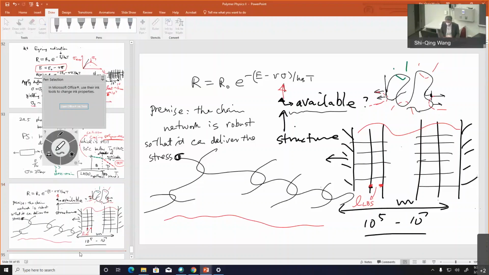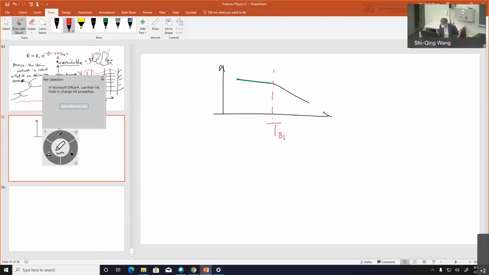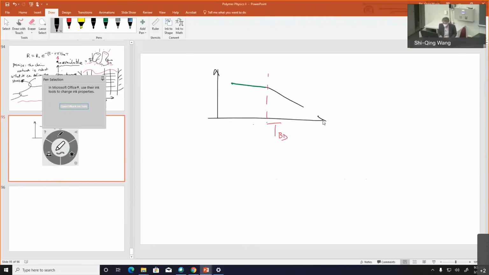So you see where the issue is. You surely have a ductile region, and you surely have a brittle region, and you surely have a transition. So this is either brittle stress or yield stress.